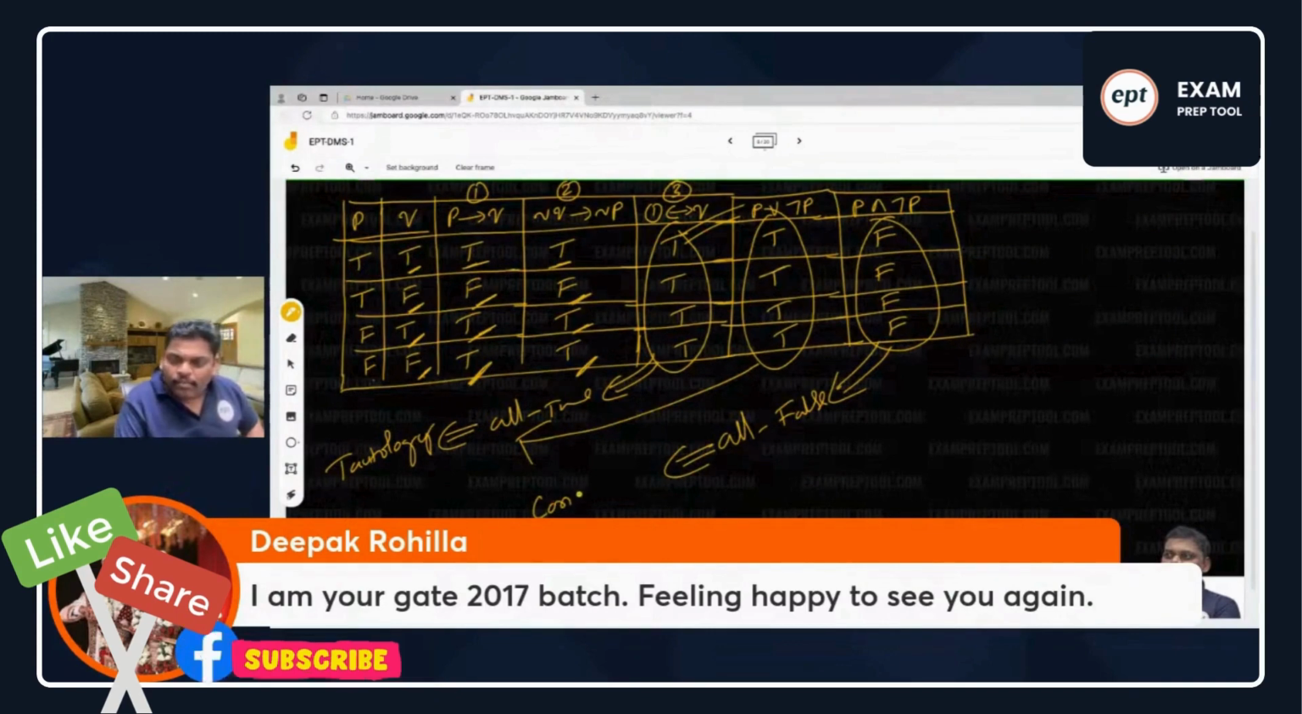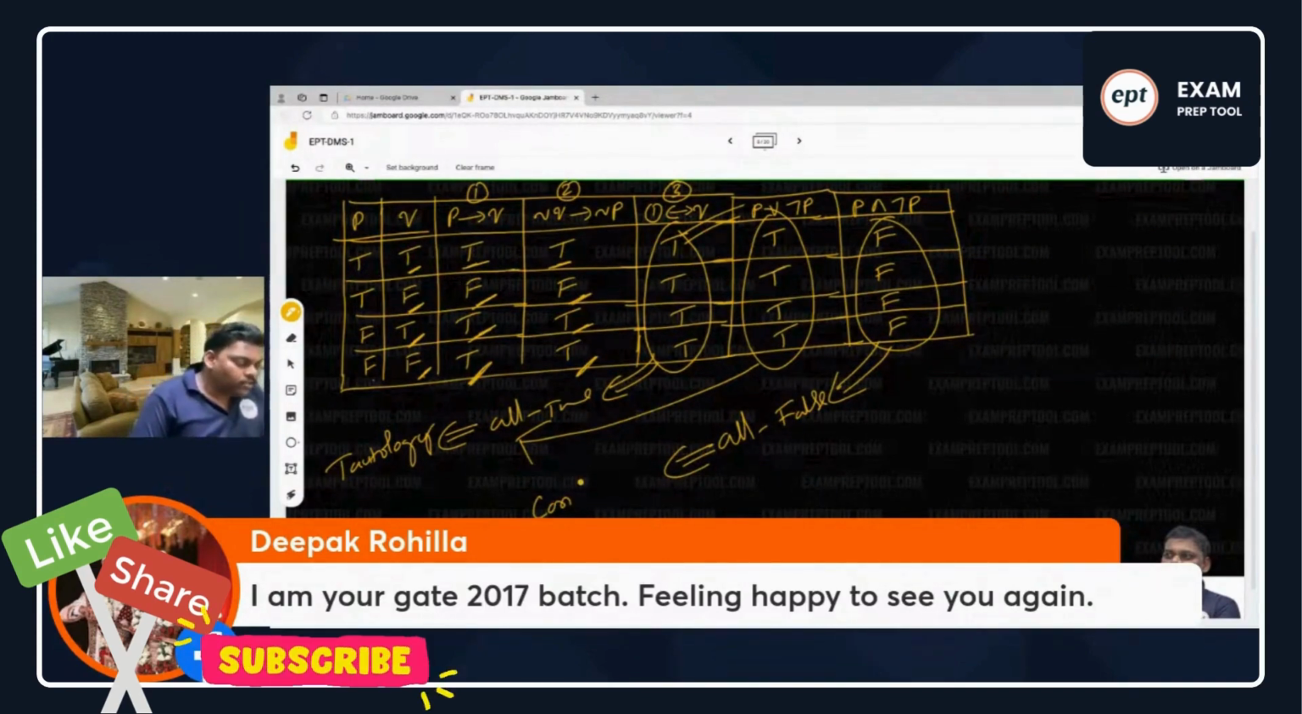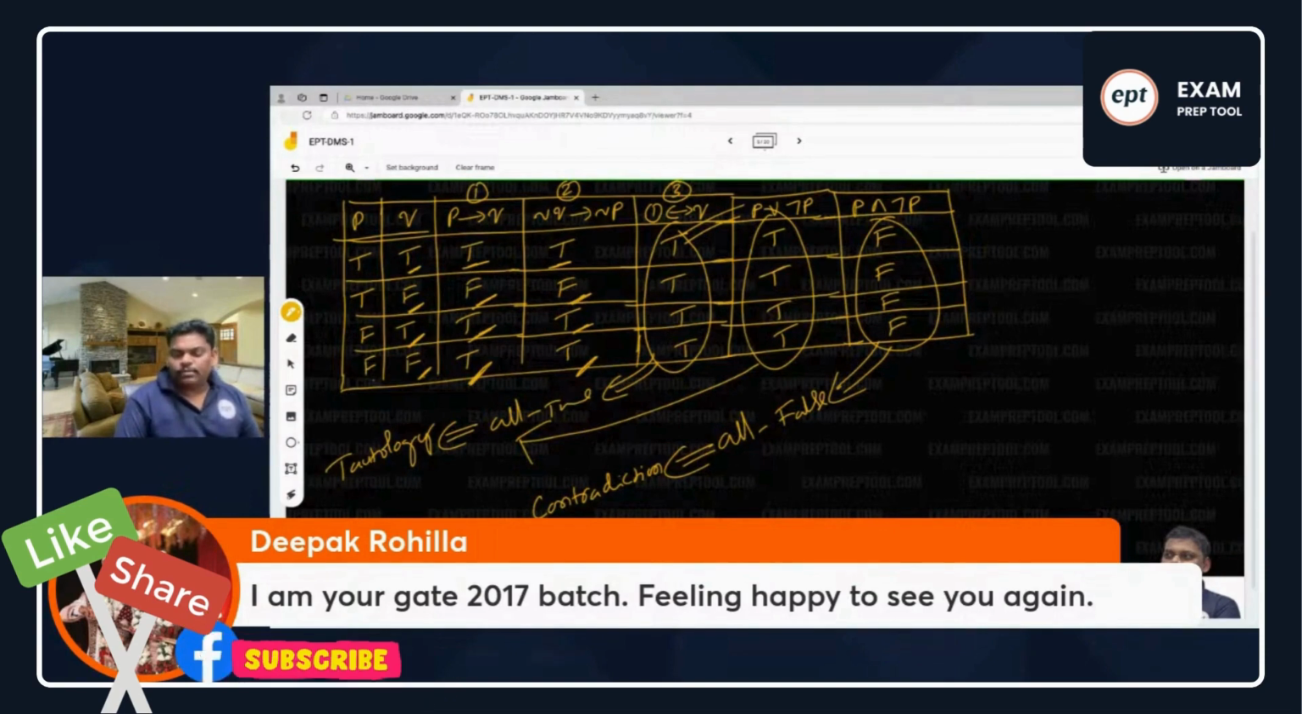What is the name? In the truth table, all are false. That is called contradiction. Please know the technical words. In the truth table, all are false, that is called contradiction. In the truth table, all are true, that is called tautology.